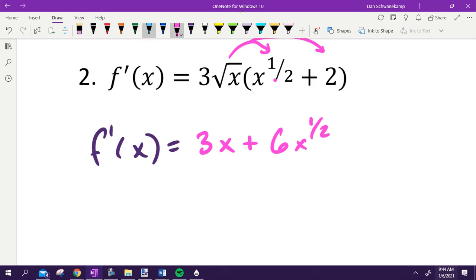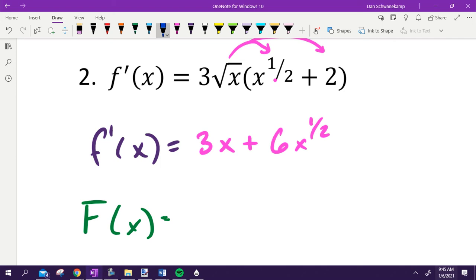So we have f prime of x. We're going to find capital F of x. Think with your neighbor for a second. Add 1 to your exponent, divide by your new exponent. See what you get. So let's do it. 3x plus 6x to the 1/2 power.